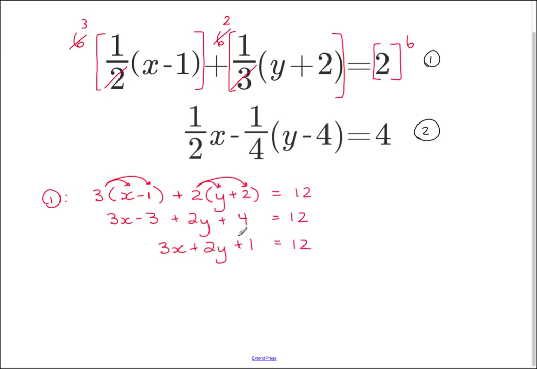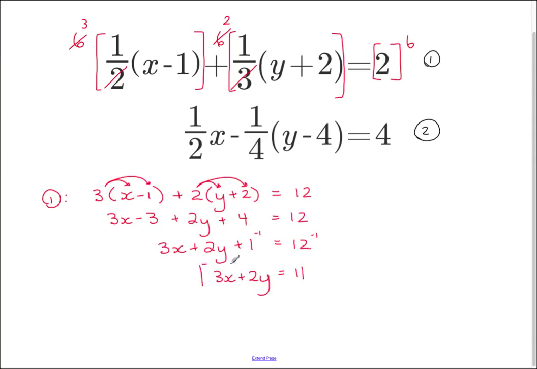And then this one, I want to get all the letters on one side and the numbers on the other side to start with. So I'm going to subtract this 1 on both sides. Just put a little -1, -1. And so this gives me 3x plus 2y equals 11.